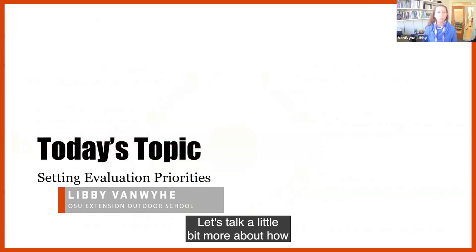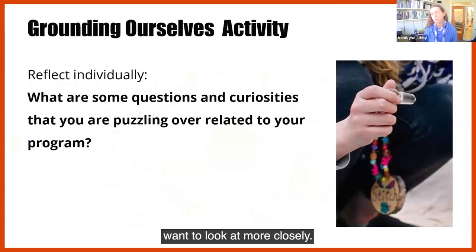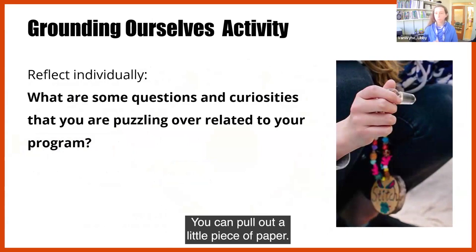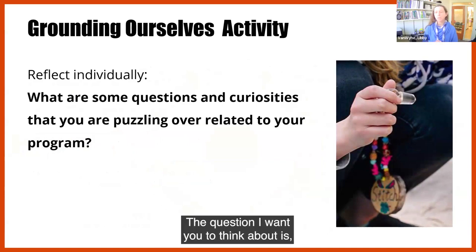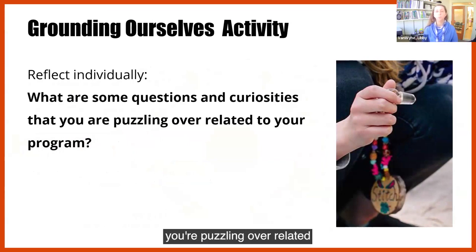And let's talk a little bit more about how you might set your evaluation priorities, how you might pick something you want to look at more closely. So we're going to just take a moment to pause. You can pull out a little piece of paper, give you some time for some independent reflection. And the question I want you to think about is, what are you curious about? What are some questions and curiosities that you're puzzling over related to your program or your work?